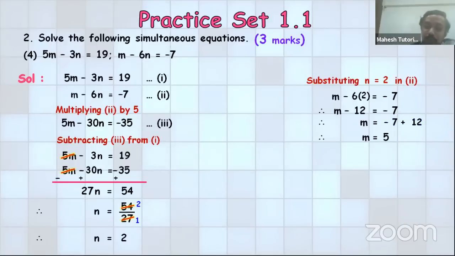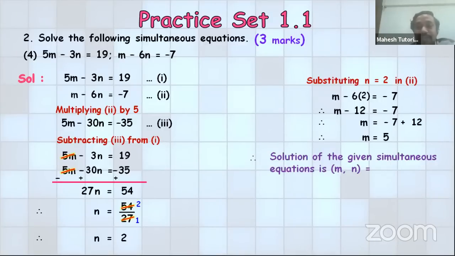So students, we have got the value of both the variables. So now let us write down the final statement. What would be the final statement? Solution of the given simultaneous equation is m comma n. What is the value of m that we have got? 5. Take care. And the value of n that we have got? 2. Perfect. The value of n that we have got is 2.